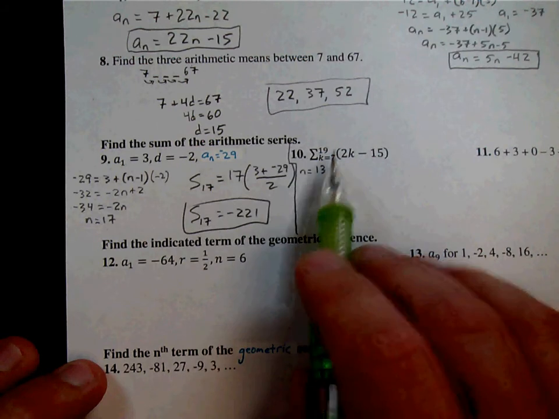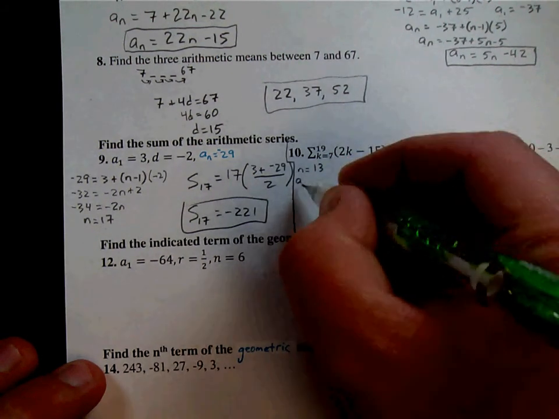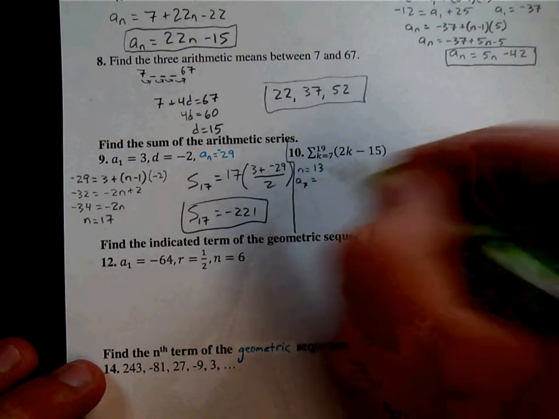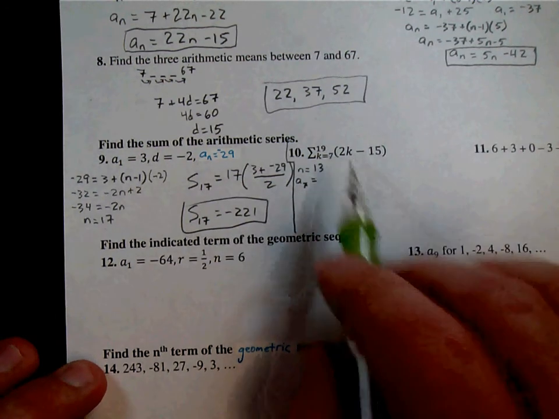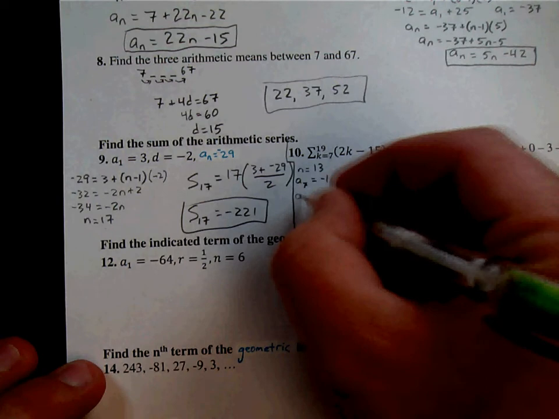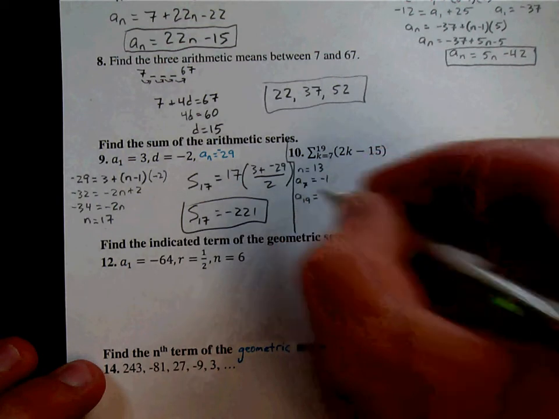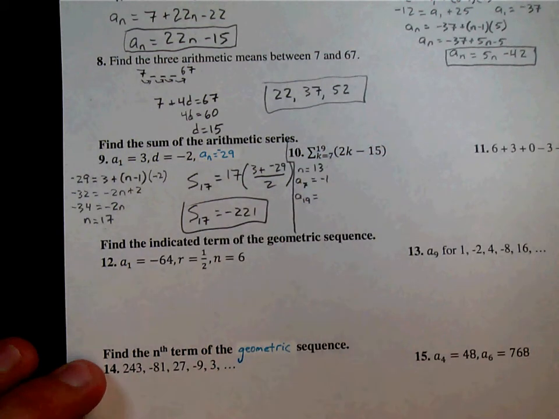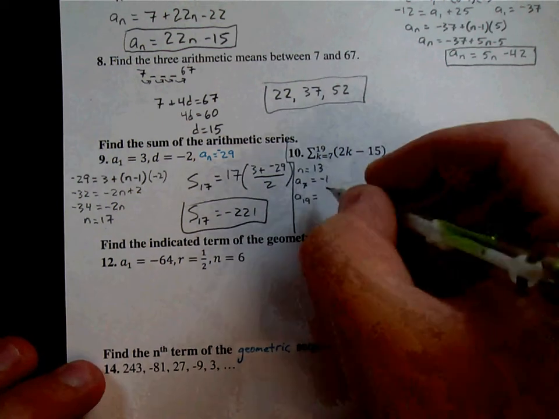7 is the first number I want to plug in because that's what it shows there. So that's going to function as my first term. So plug 7 in, 2 times 7 is 14, minus 15 is negative 1. Then the last term, the 19th term in this case, 2 times 19 is 38, 38 minus 15 is 23.